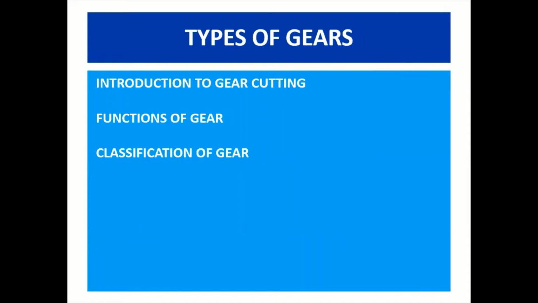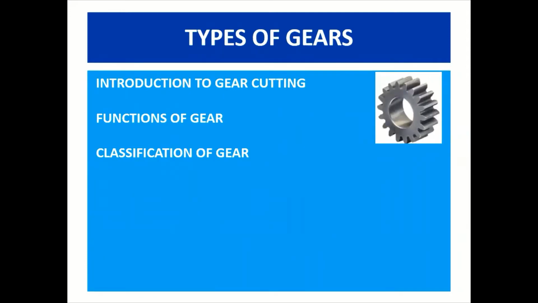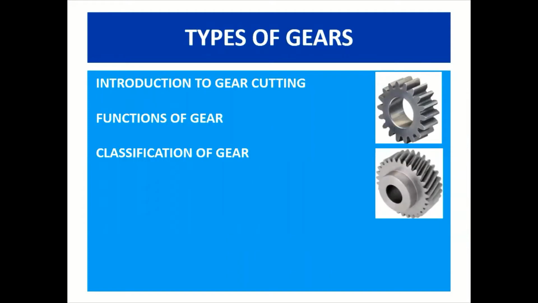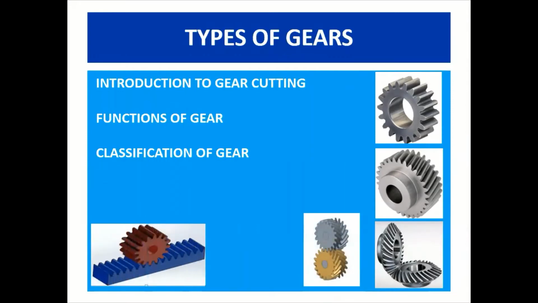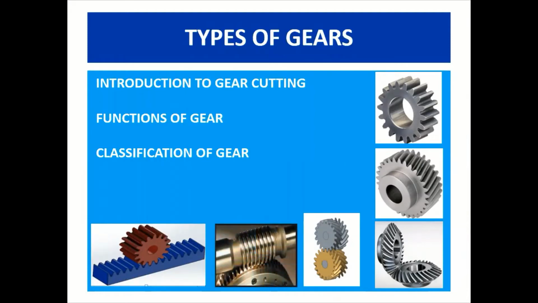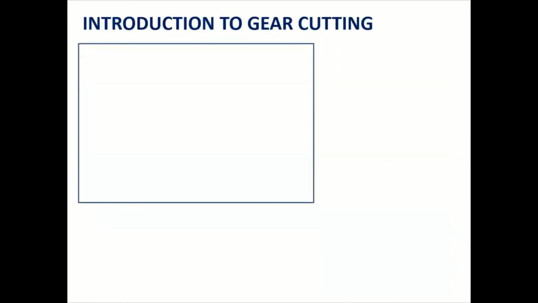Hello friends, today we are going to see the types of gears. In that we'll cover the introduction to gear cutting, the function of gears, and the classification of gears. So this is the spur gear, helical gear, bevel gear, herringbone gear, rack and pinion gear, and a worm gear. All these we'll see in more detail. So, introduction to gear cutting.